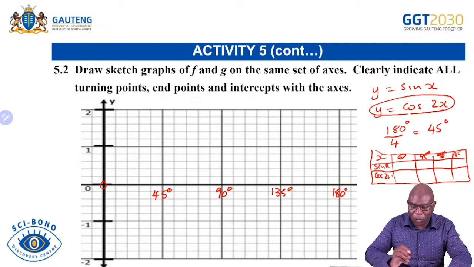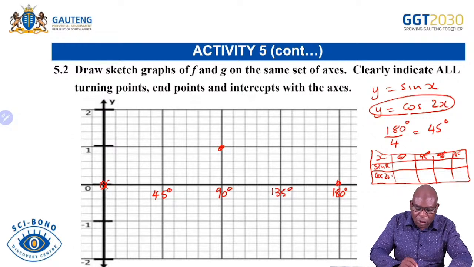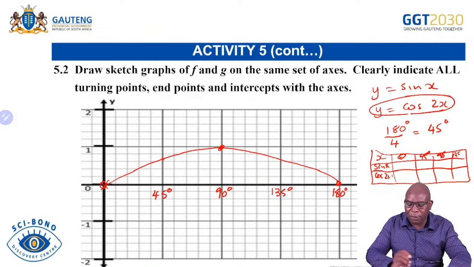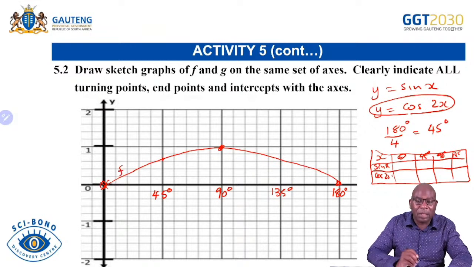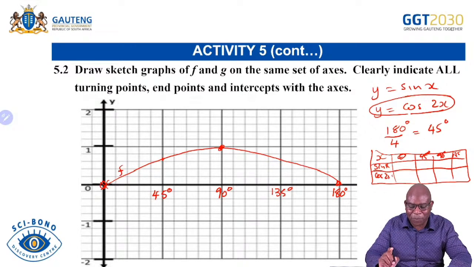So if I substitute all these values, this is the graph that I'm going to get for f. I'm going to get that at 0, and I'm going to get that one at 45. I'm going to have that one at 90 degrees. I'm going to have it at 180 degrees. So my graph will be somewhere there. So my F graph will look like this if I put all the points together.